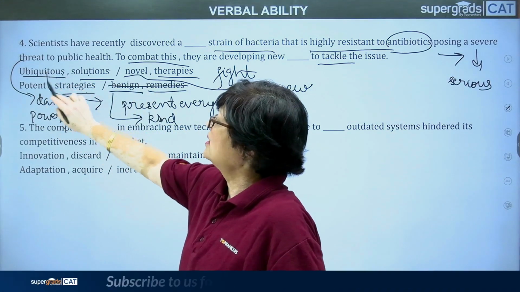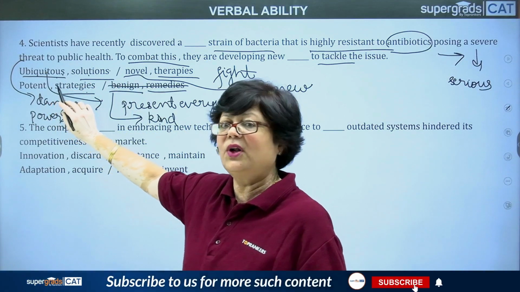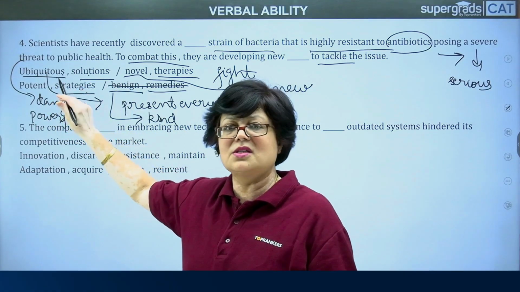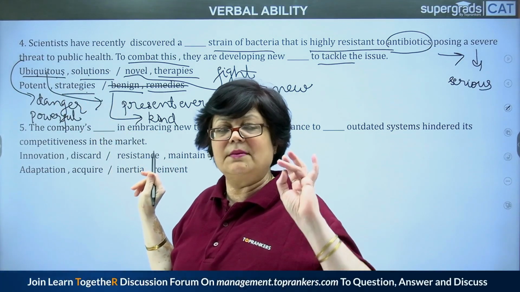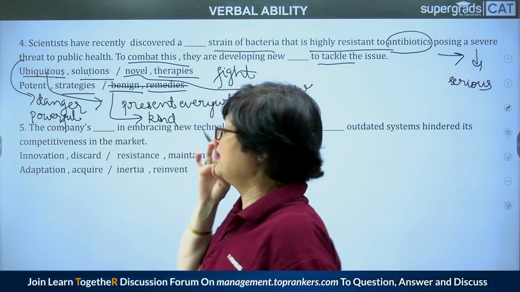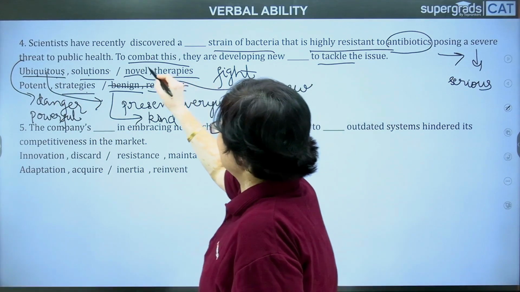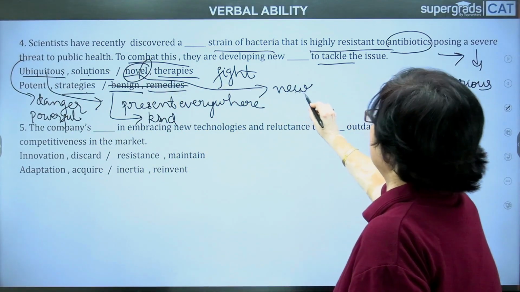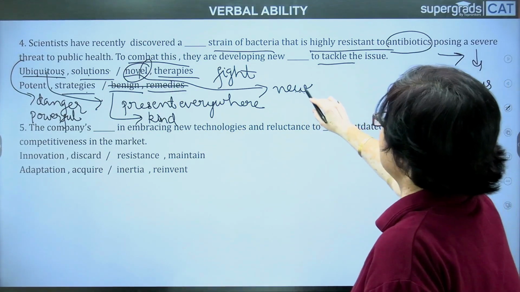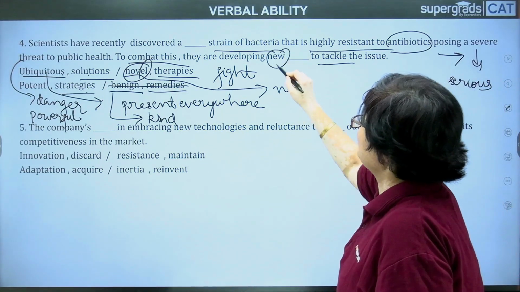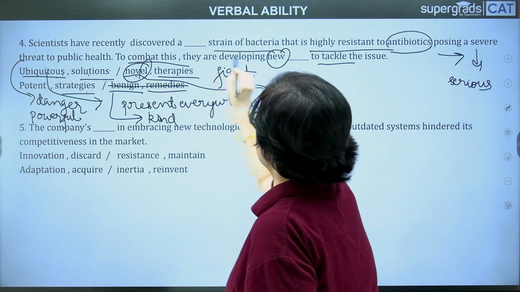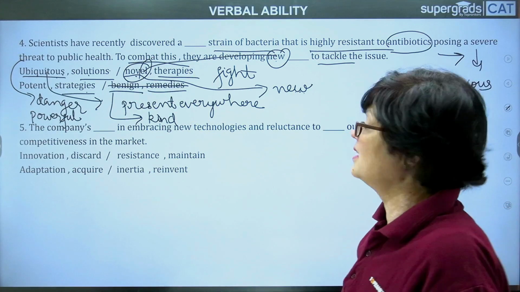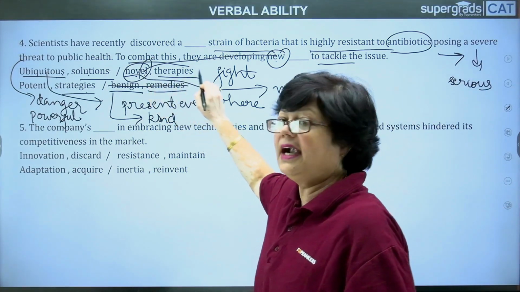Of course, it is potent because it is powerful. It may be present everywhere. That is correct. It may be powerful also. It may be very dangerous. It can be present, omnipresent. Okay, all pervading. But which is the third one? Novel. Now, this novel, which means new, we find this here. Where do we find this word? New. Okay, so this novel and new, they go together. You can make a connection. So, which is the best option? The best option is this one, novel and therapies.